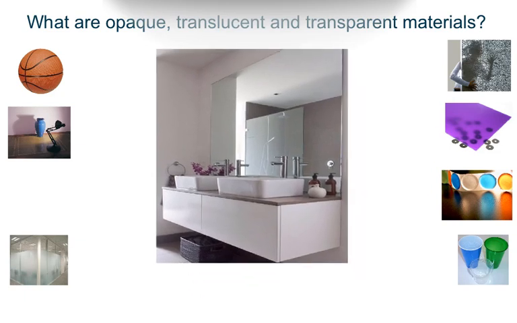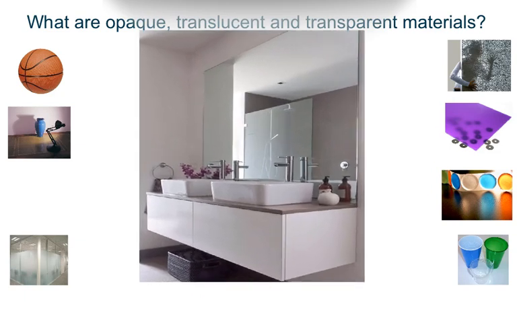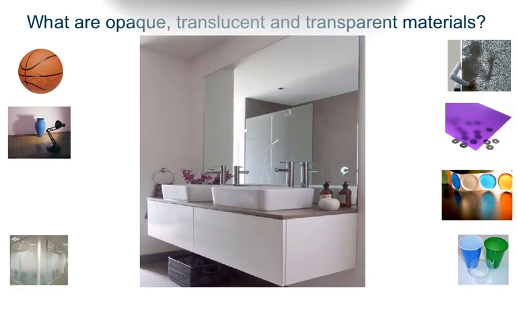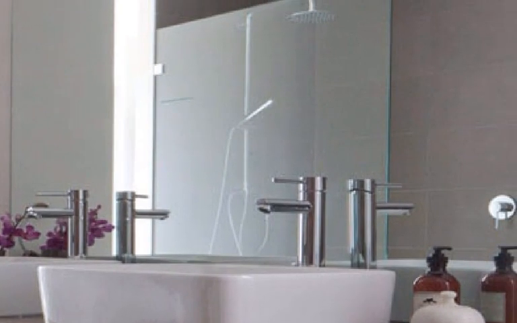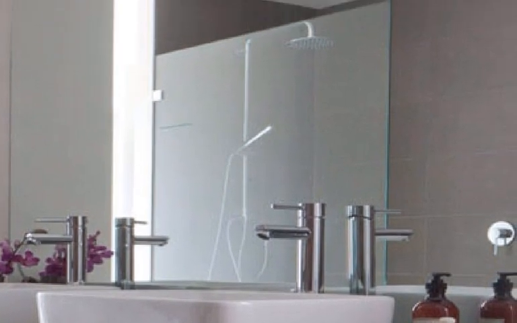The things in the bathroom, most of it is made from opaque materials, you can see from this picture here. And there's actually a transparent material here in the picture. Can you see it? Yes, it's actually the glass at the shower area.